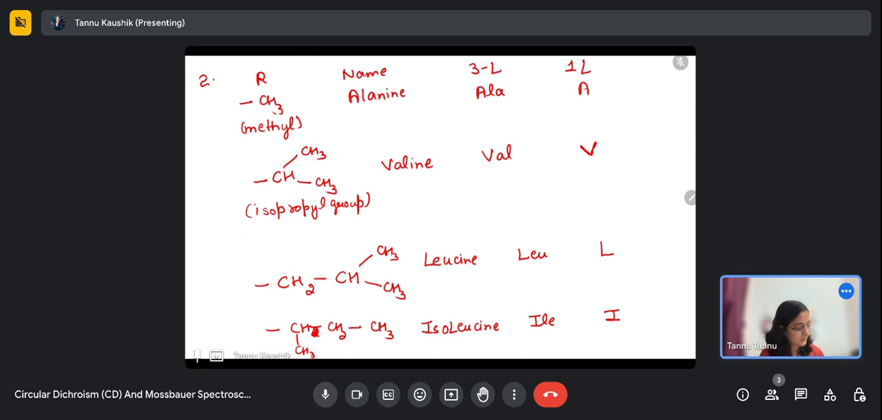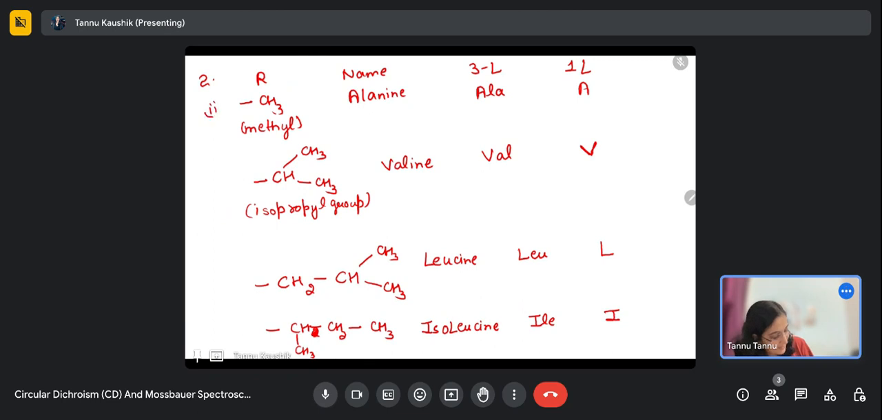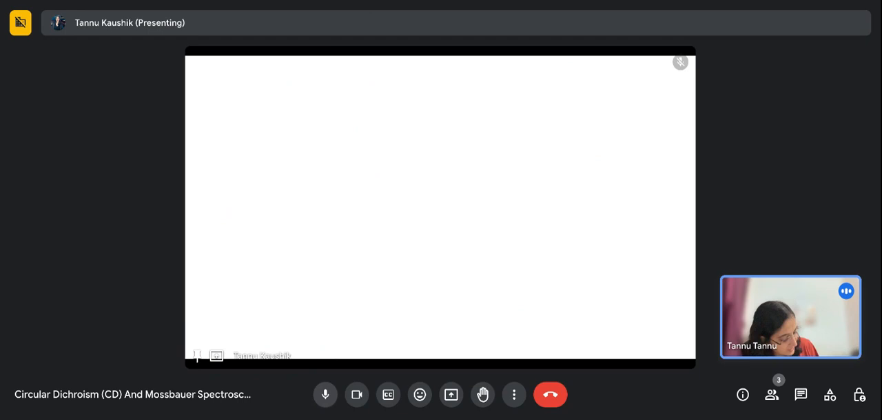Okay. So these are five amino acids. One is glycine, then second is alanine, third is valine, fourth is leucine, and fifth is isoleucine. So these five amino acids have their R group as an aliphatic group. Okay. Now the second category is where the R group is aromatic in nature.